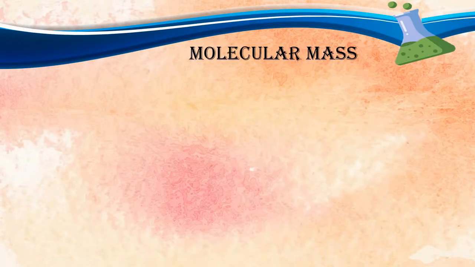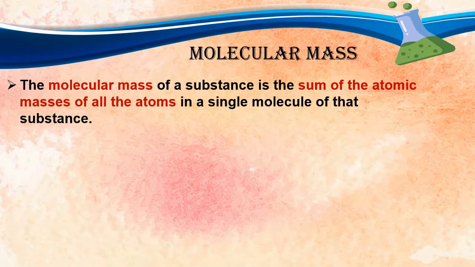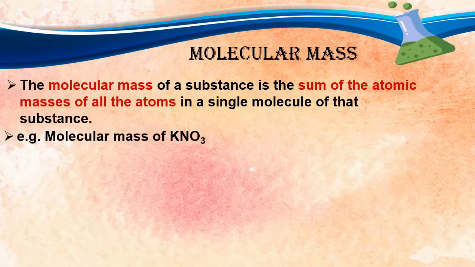Students, you have learned atomic mass in the previous module. Also, we have seen atomic masses of various elements. Now, let us learn about molecular mass. Molecular mass of a substance is the sum of the atomic masses of all the atoms in a single molecule of that substance. Let us calculate the molecular mass of potassium nitrate, that is KNO3.